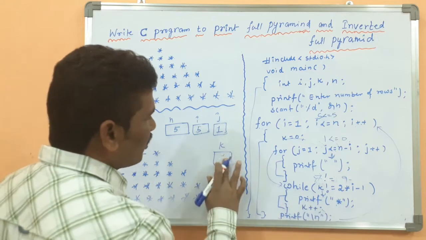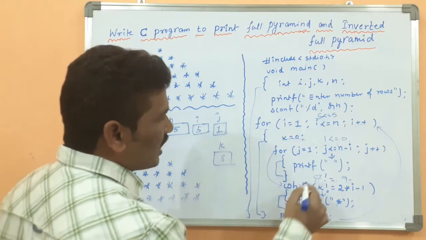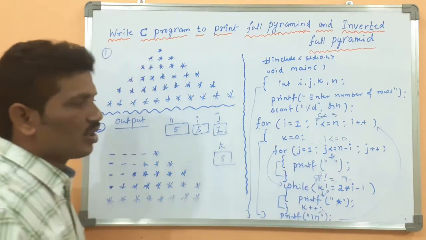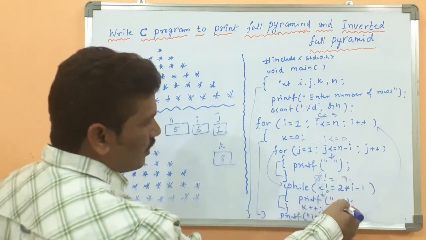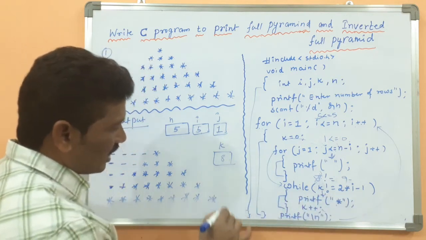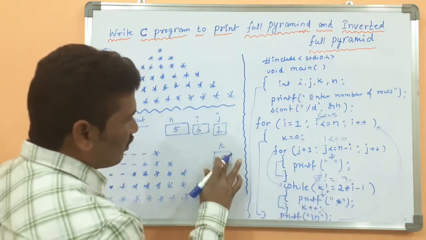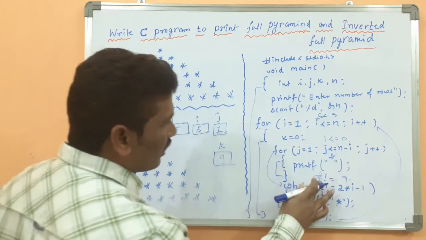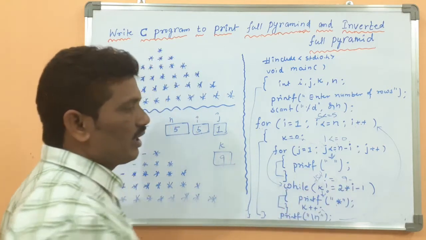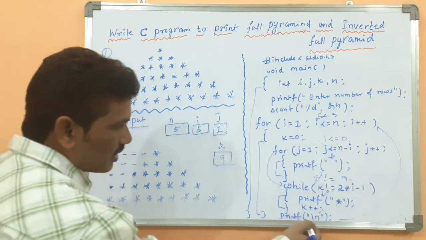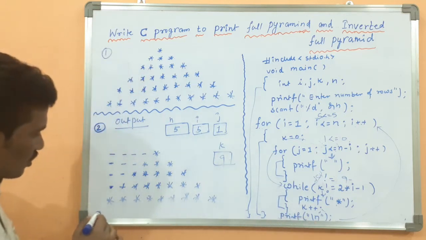Again k value is incremented by 1. K value becomes 8. Then 8 not equal to 9. Condition is true. Then another star should be displayed over here. Then k value is incremented by 1. K value becomes 9. 9 not equal to 9. Condition returns false. Then control will come to the printf statement here.